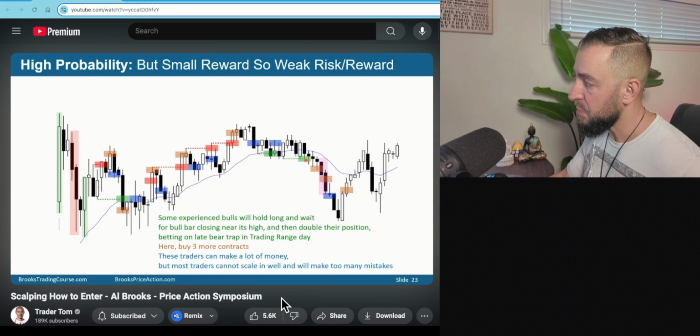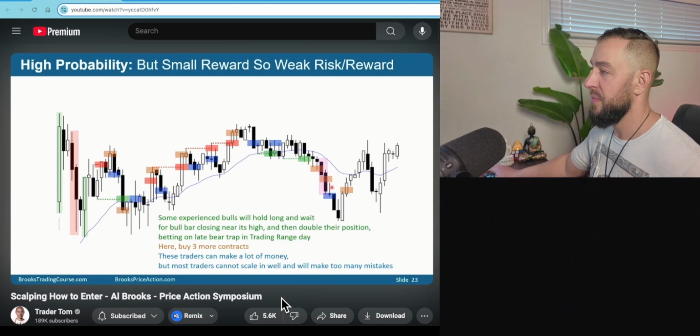For example, you buy here, you buy here, you buy here. You might exit here, but an experienced trader might double his position as soon as he sees a bull bar closing near its high. If he bought one contract and then a second and then a third, an experienced scalper might double that and trade 6. So he was trading one contract all day long, sometimes 2. Now he's trading 6. And that is the problem with limit order scalping. A beginner is never going to be able to do that. If he's comfortable trading 1 or 2 contracts, he's probably not going to be comfortable trading 6.